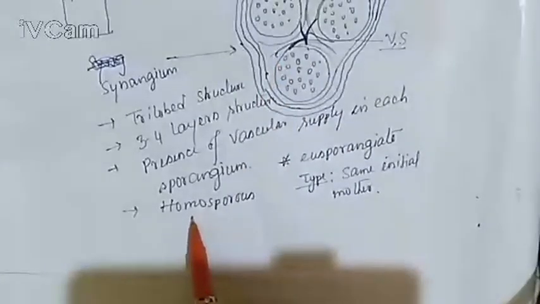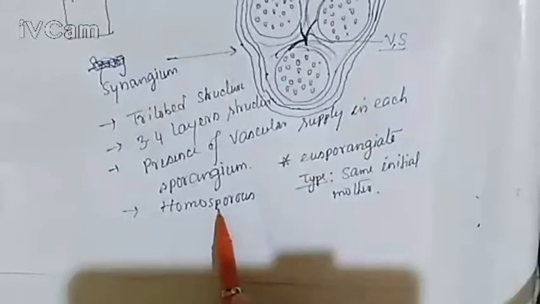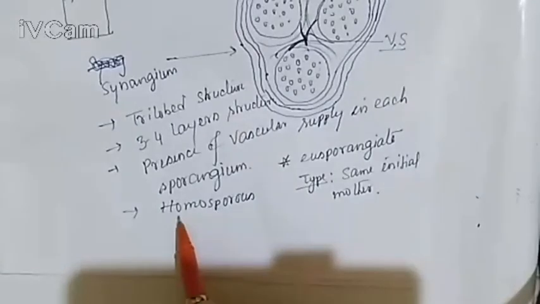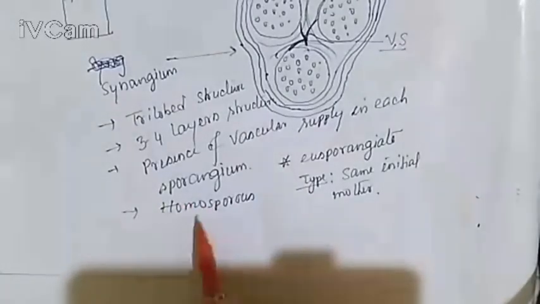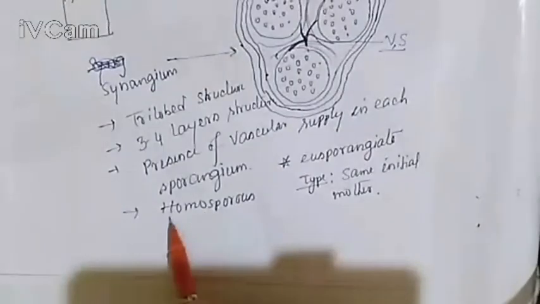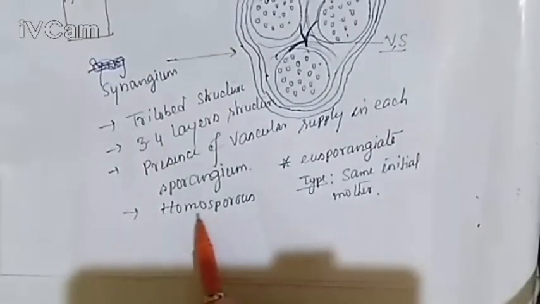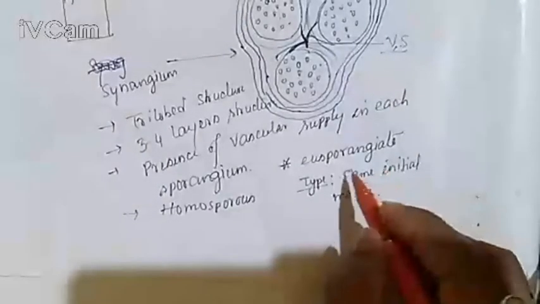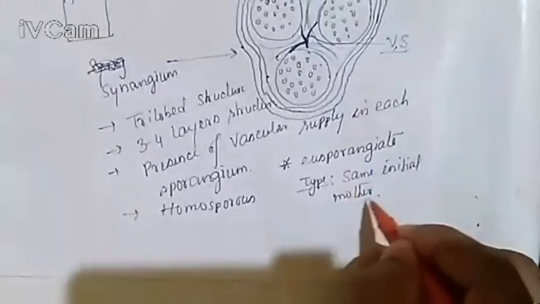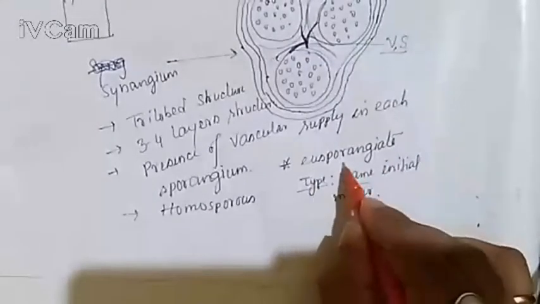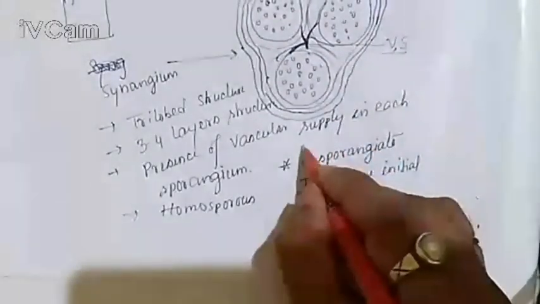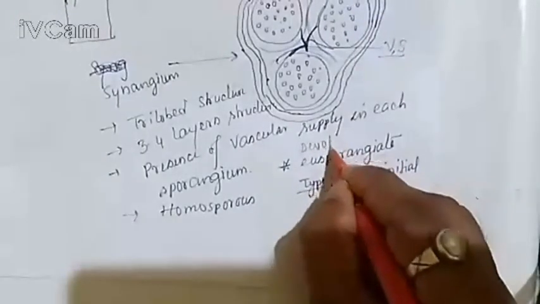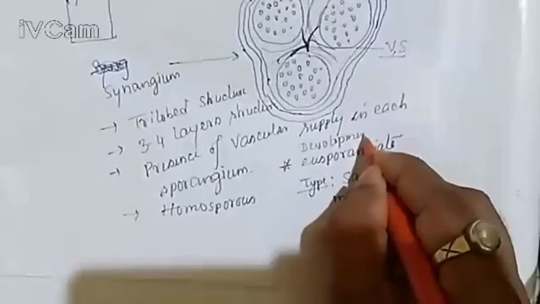Homosporous situation. Homo means same, spore means haploid structure. So these spores are homosporous. We can say this is a homosporous situation because all the spores are the same size, same structure and same shape. They develop from the same initial mother, so their development is eusporangiate type. Here the most important point is development. The development is eusporangiate type.